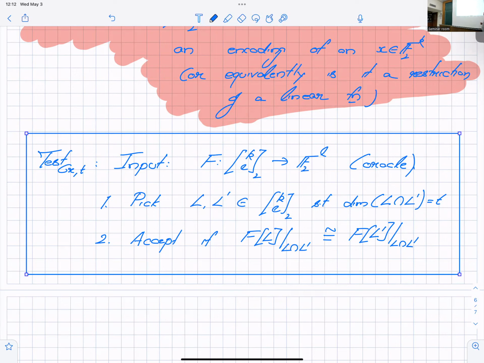Okay. For this test, it's not hard to modify our existing analysis. We know the Fourier analysis for the Hadamard test. You can adapt that to this and prove the following theorem. It's not too hard to do this.